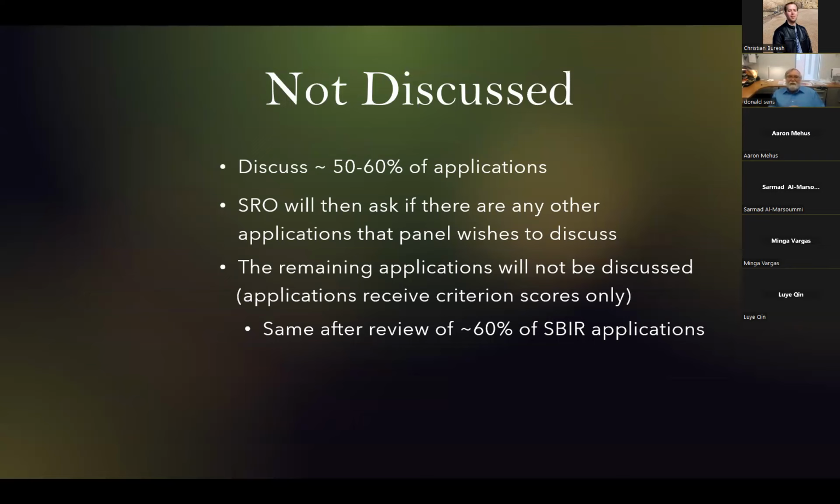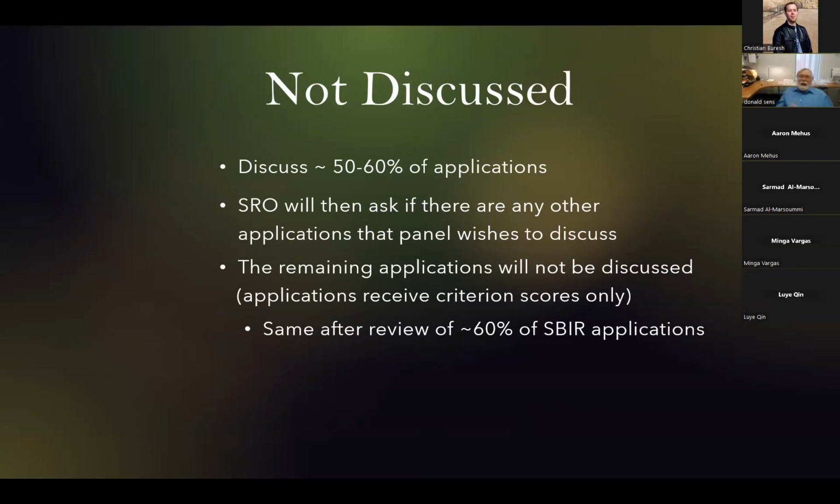Okay, not discussed. This is something you're going to run into, and it's not pleasant. So to speed up the study section review, whether you agree with it or don't agree with it, the NIH went to it. So the NIH will take all the applications that are reviewed, and they'll take the impact scores, and they'll line them up, and they'll only discuss the 50 best grants.